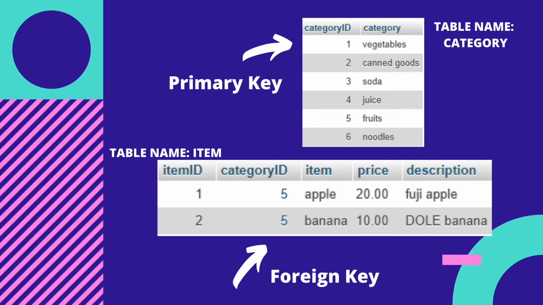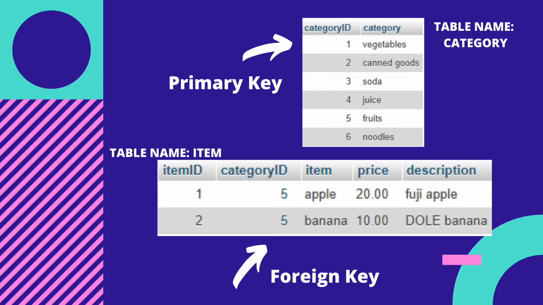Confusing ba? To make it simple, isipin mo na lang na kapag ginamit mo yung primary key sa ibang table, foreign key ang tawag doon. Sa table na category, si category ID column ang primary key. Habang sa table item naman, si category ID column is foreign key. Ang data sa category ID column sa table ng item ay galing sa data ng category ID column sa table na category. In short, wala dapat data sa foreign key na hindi nag-exist as primary key.